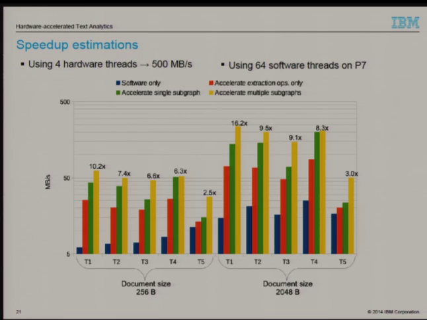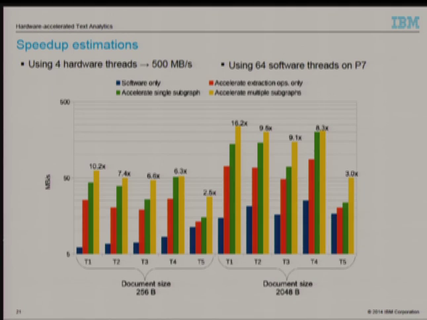The green bar shows you the speedup that you can get by having one single convex subgraph compiled to the FPGA. That means all the relational algebra operators that follow the extraction operators and don't require any software input are compiled to the FPGA. And then in yellow, we compile everything that we support onto the FPGA. We see we can get speedups from around 2.5 for small document sizes to up to 16 times for larger documents and the queries that are friendly to our accelerator.